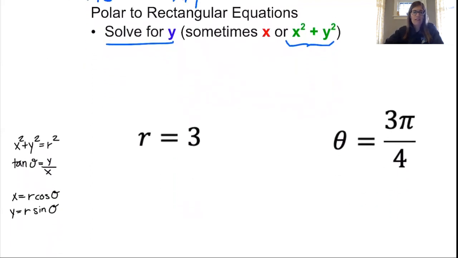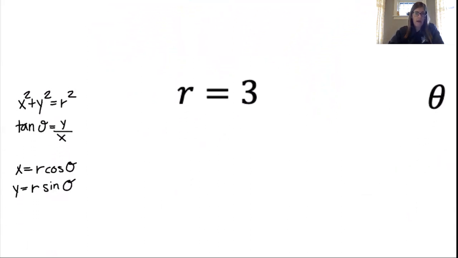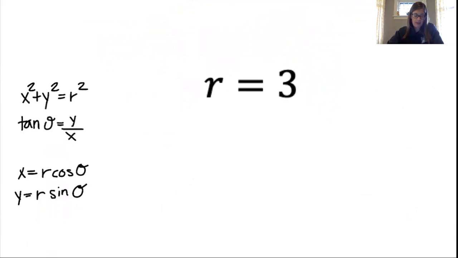Okay, so let's look at the first example here, r equals 3. It's in polar form because it has an r. We want it to be in rectangular form, so we want it to have only x's and or y's. So I'm going to kind of zoom in here. Okay, so I'm looking at this r equals 3. And I'm going to look over here at my options on the left.